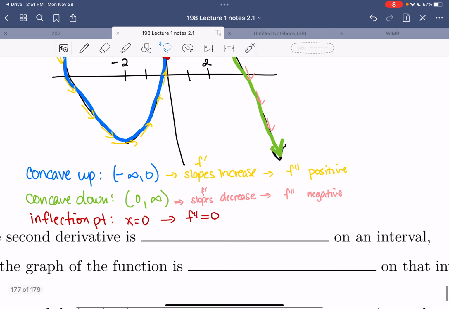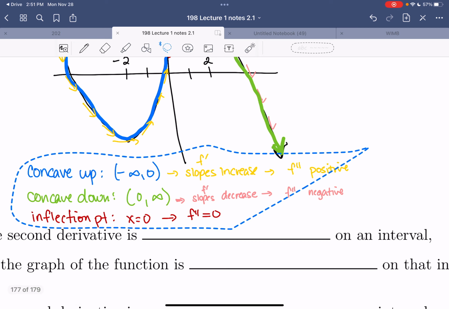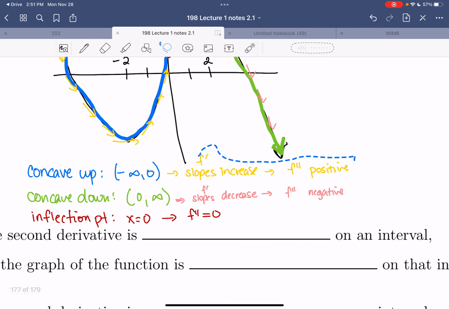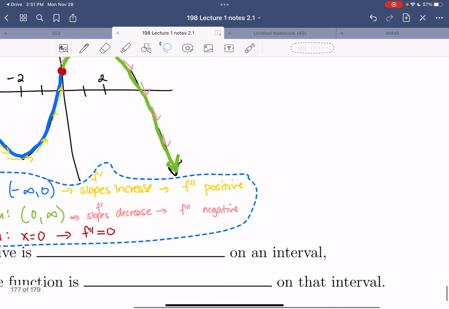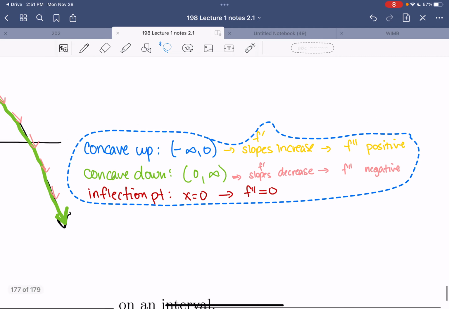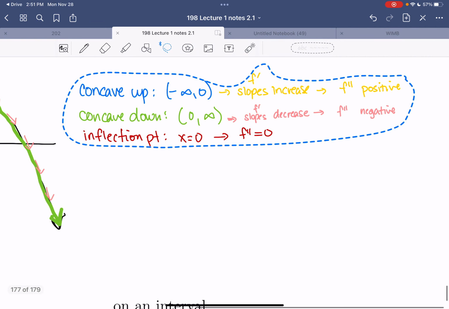And I'm actually going to move this to the side so I don't mess up my graph or where I need to write things down below here. So let's move it to the side. There we go.